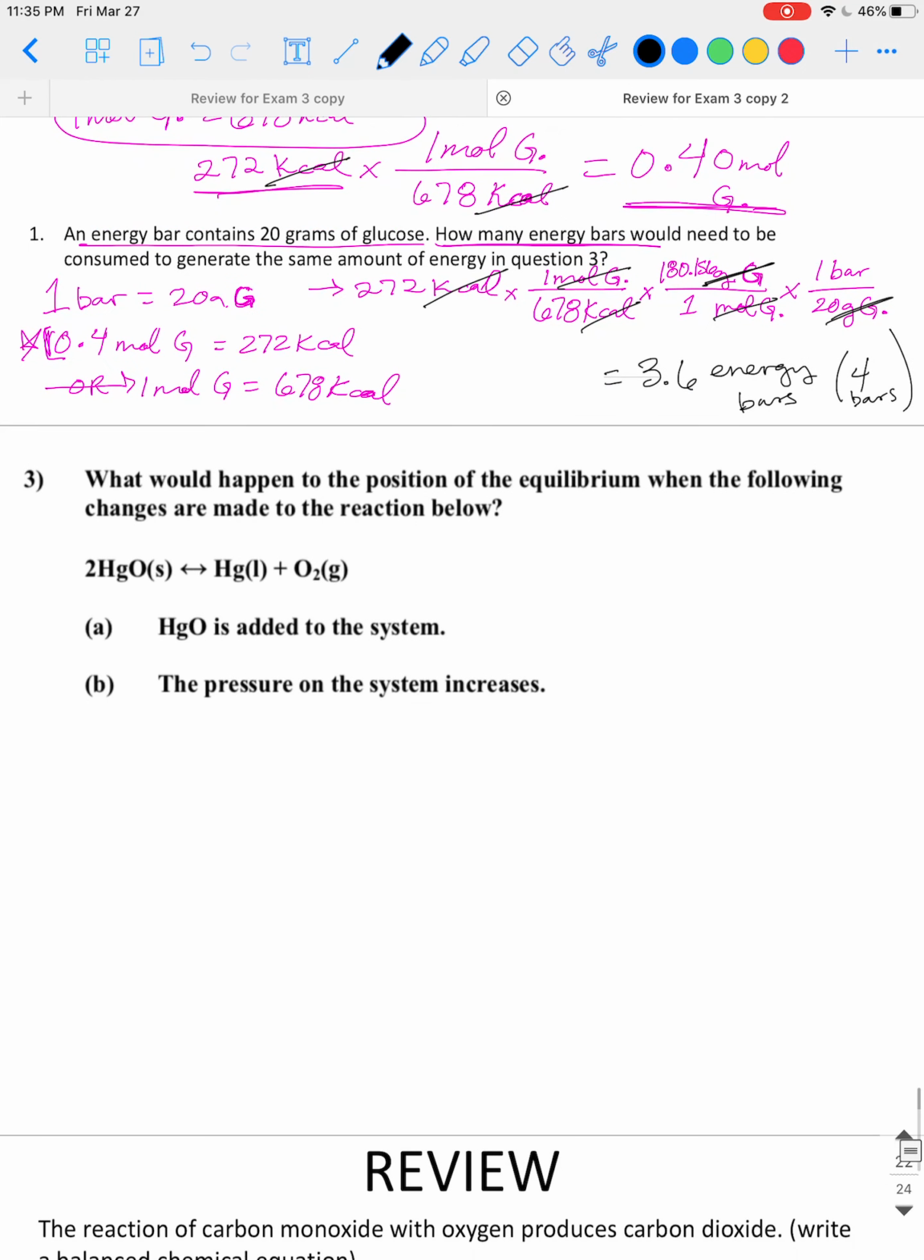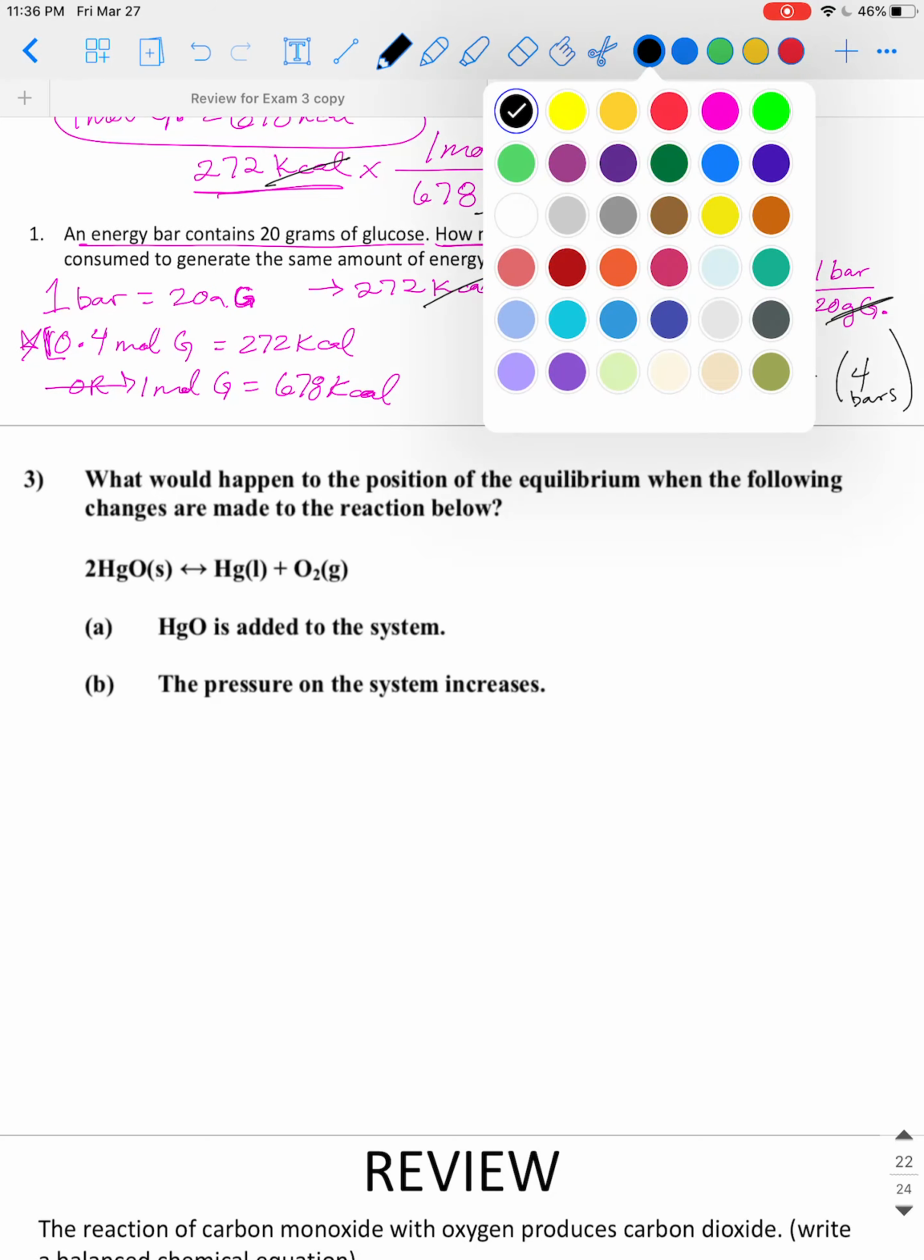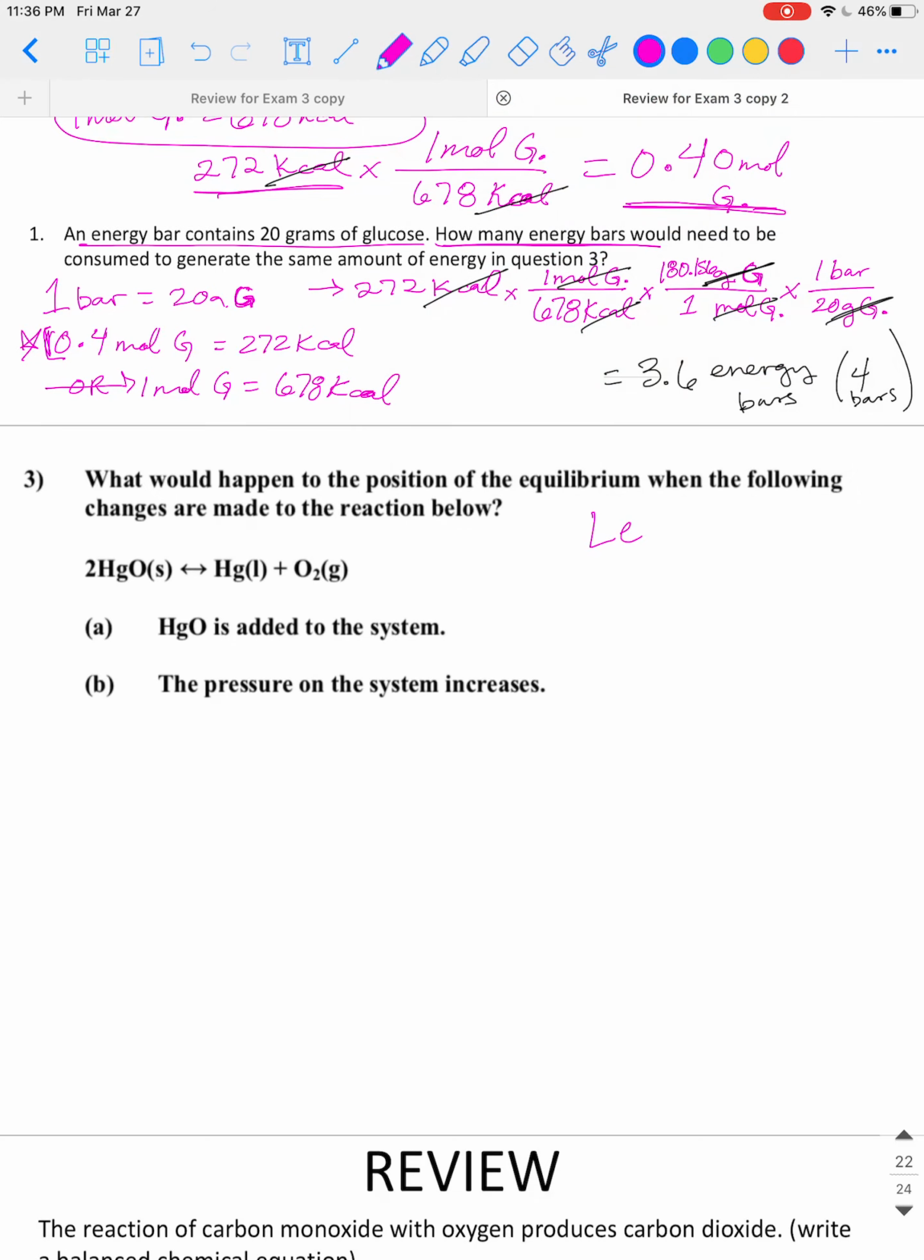The end of this conversion problem. Okay, next problem says, what would happen to the position of the equilibrium when the following changes are made to the reaction below? Position of equilibrium. We're changing things on a system in equilibrium. Guess what kind of problem this is? Le Chatelier's principle.